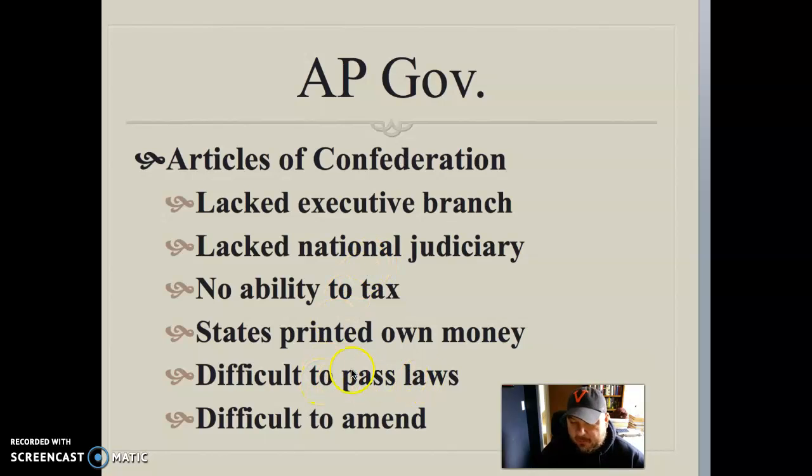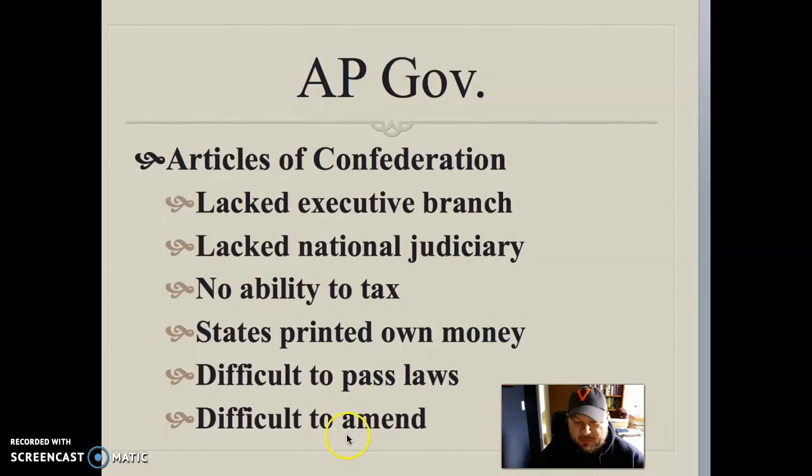Laws were extremely difficult to pass. 9 of the 13 states had to agree, which, again, we've talked about politics all year long, to get a majority is a really difficult task. To get 9 out of 13, that is a pretty tough task.